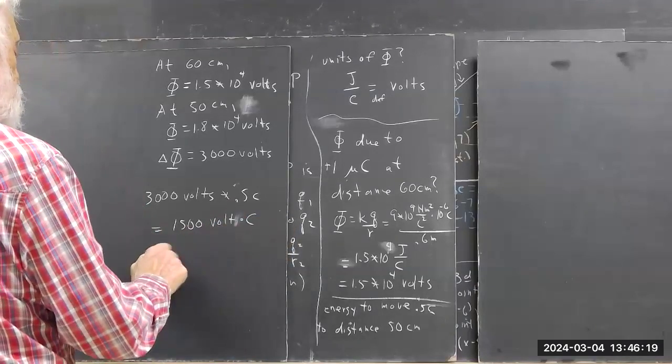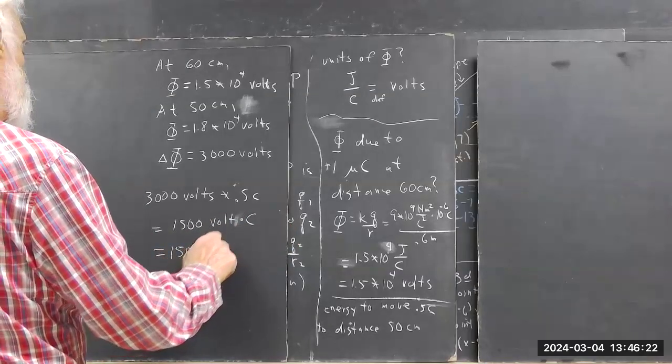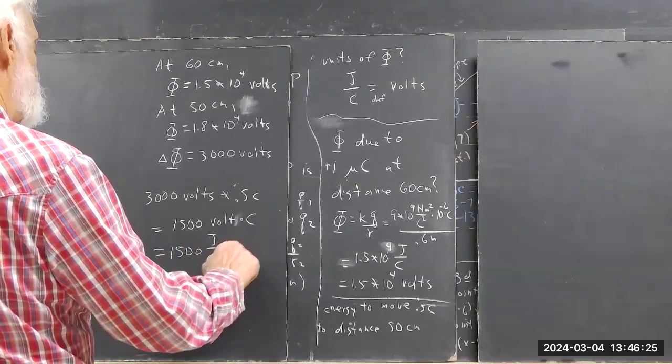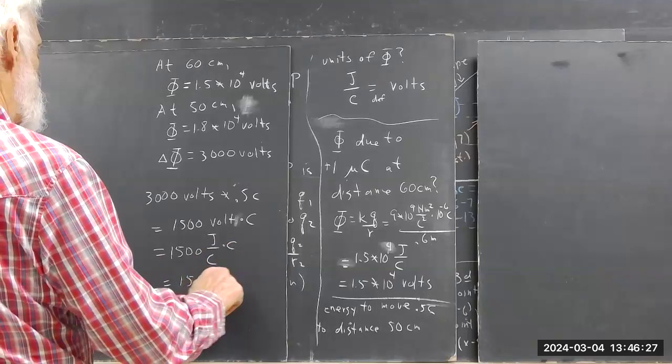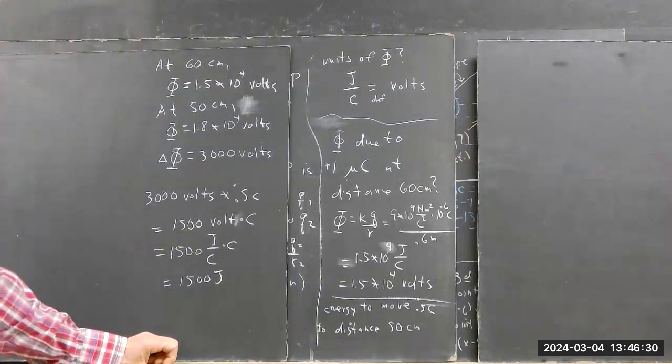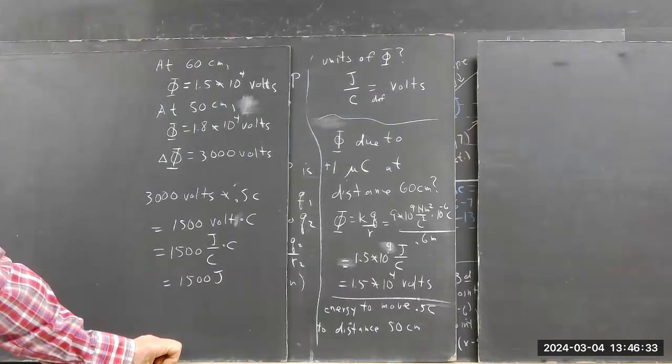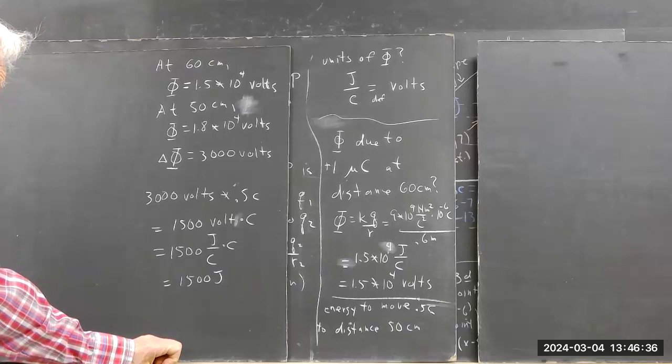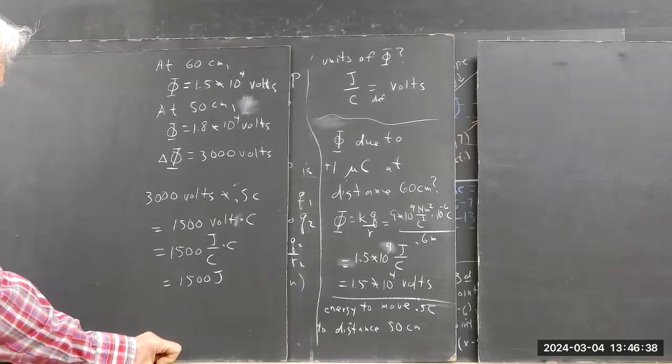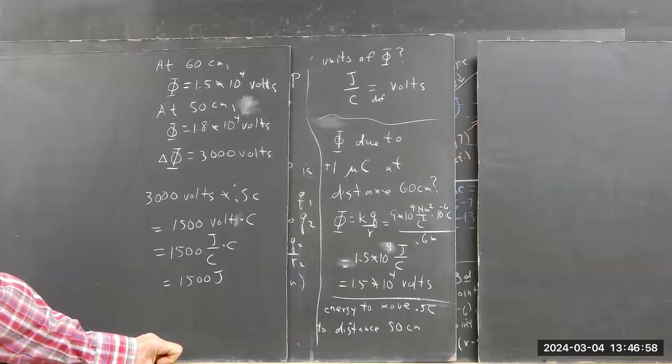This 1,500 volt coulombs. Remember what a volt is? It's a joule per coulomb. Okay, 1,500 joules. Now 1,500 joules is a lot of energy. Well, if you think of moving 100 kilograms, which is a mass of a fairly big guy, or fairly big girl, fairly big person.